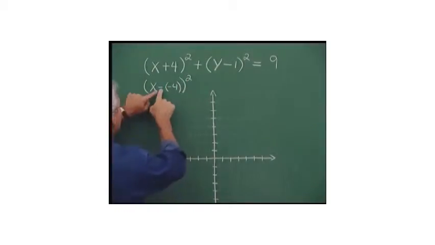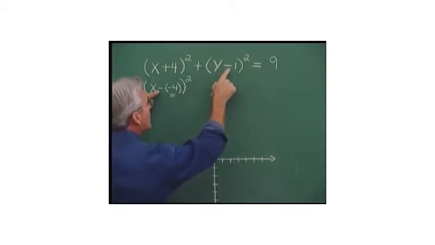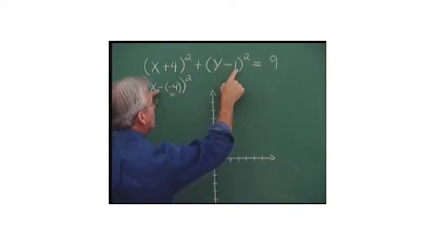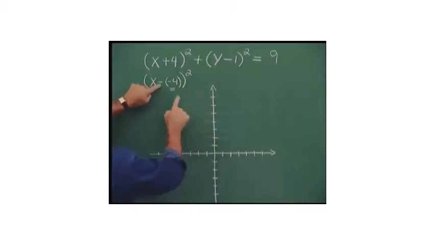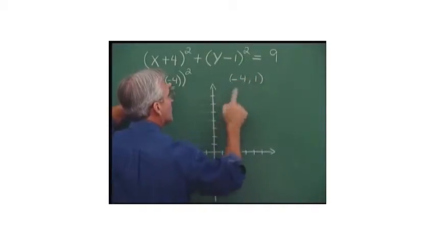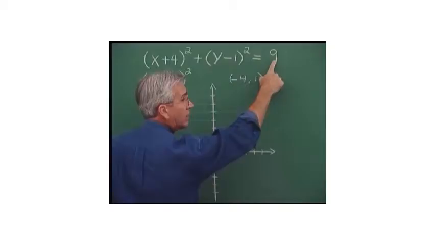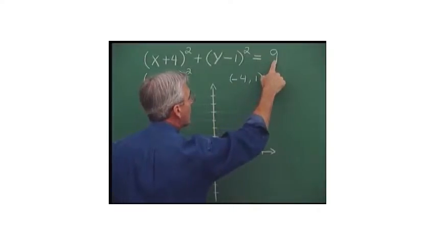And now the number that follows a minus sign is negative 4. And here the number that follows a minus sign is 1. So the coordinates of the center would be negative 4, 1. All right, so that's the center. And the radius is found in here. The number squared to give 9 is 3. So the radius is 3.